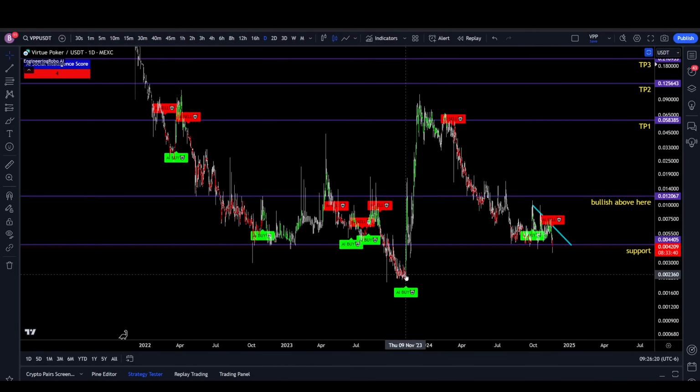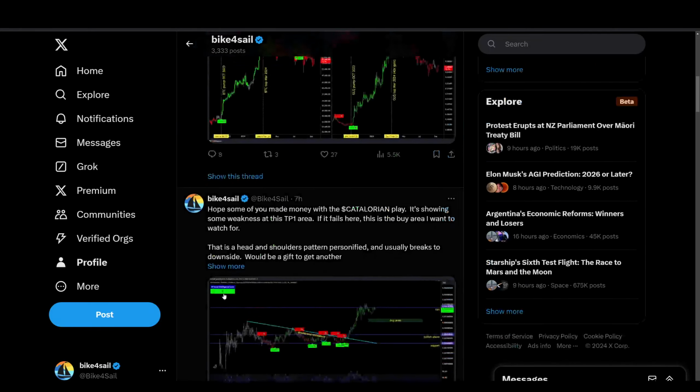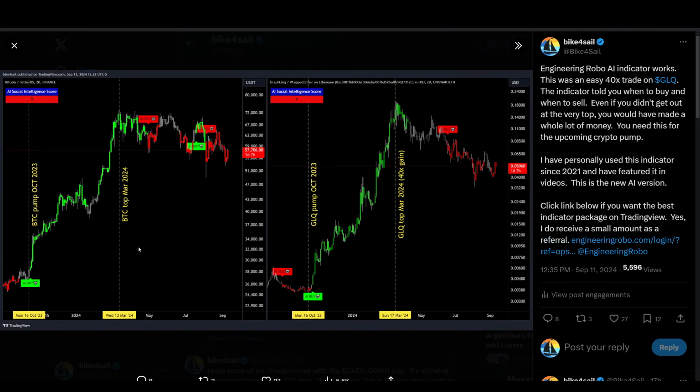I mean, look back here in November 2023, AI buy signal, AI sell near the top. I mean, it works. In fact, I posted a thing here showing GLQ where there was a 40X. If you would have been watching Engineering Robo, you would have made a 40X here.